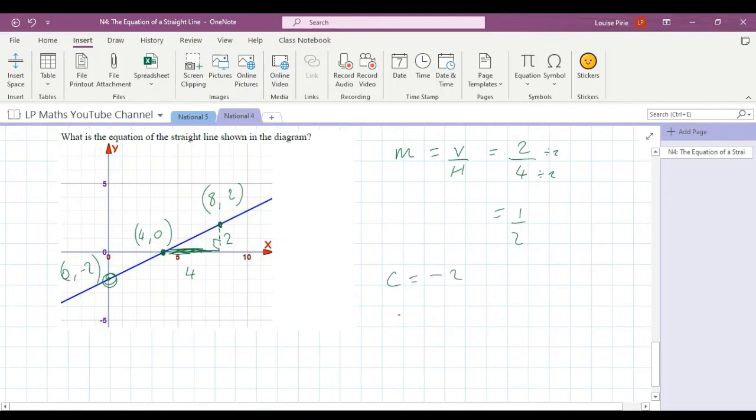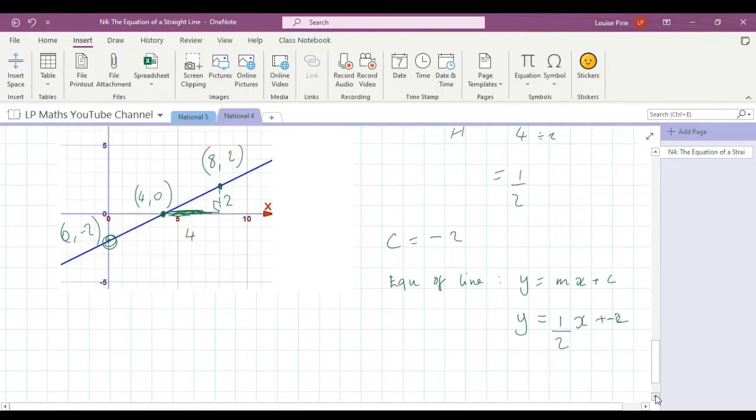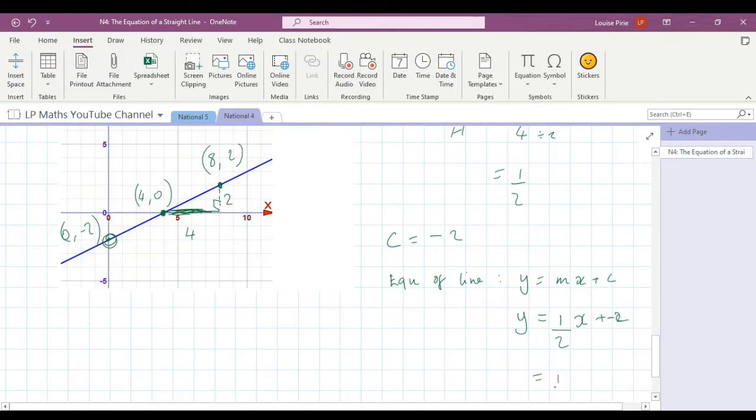We know that the equation of a line is of the form y is equal to mx plus c. The y and x stay as they are, and we need to put in the m and the c values. In this case, m is equal to a half, so I just put that in front of x, half x, and c is -2. So it would be plus -2, but as we all know, a plus and a minus ends up being a minus overall. So it's y is equal to a half x minus 2.